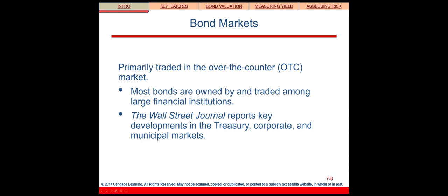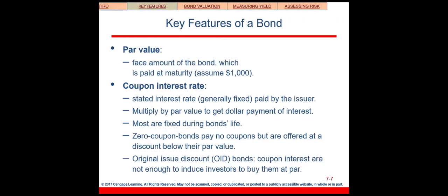Most bonds are owned by and traded among large financial institutions. Yeah, so households are participants in the market, but not as important as those financial institutions. Especially banks, they are not allowed to invest in stocks. So bonds are their main investment. If they don't lend out the money as loans, then they will invest that money in the bond market. The Wall Street Journal reports key developments in treasury, corporate, and municipal markets.